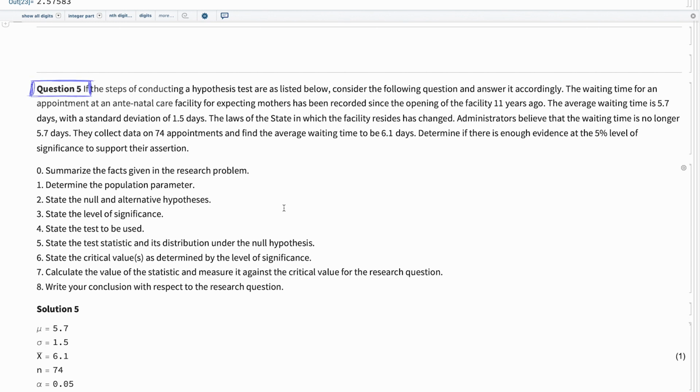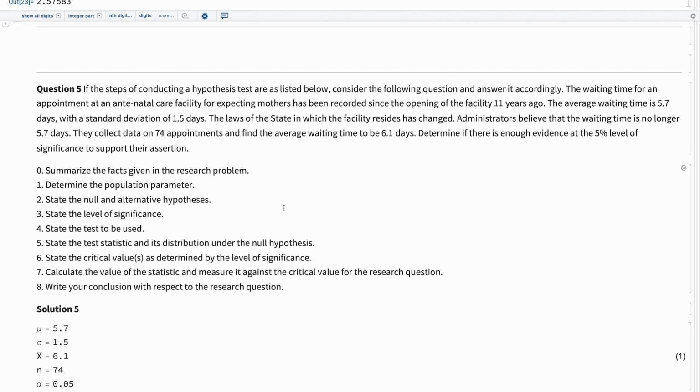Question number 5. If the steps of conducting a hypothesis test are as listed below, consider the following question and answer it accordingly. The waiting time for an appointment at an antenatal care facility for expecting mothers has been recorded since the opening of the facility 11 years ago. The average waiting time in those 11 years is 5.7 days from the time that someone makes the appointment until they can actually come into the clinic, with a standard deviation of 1.5 days.